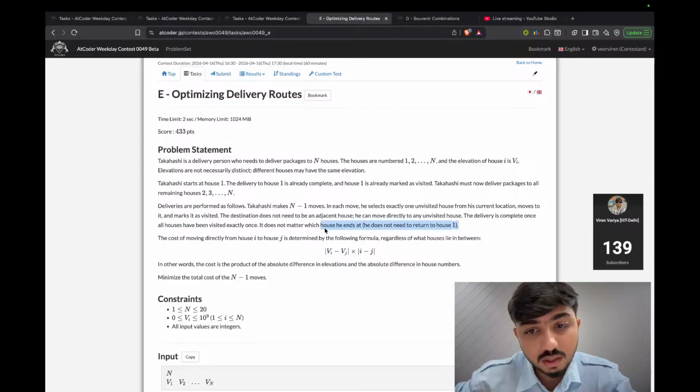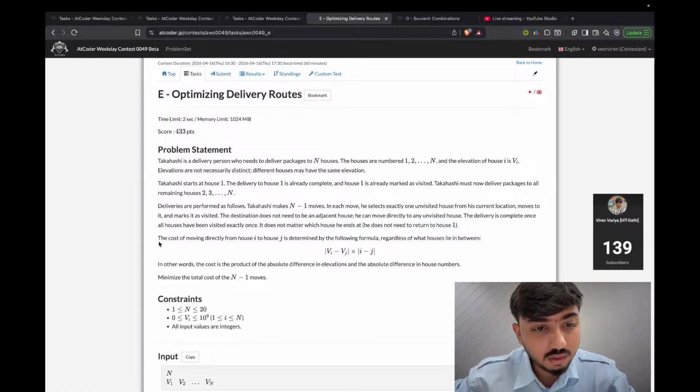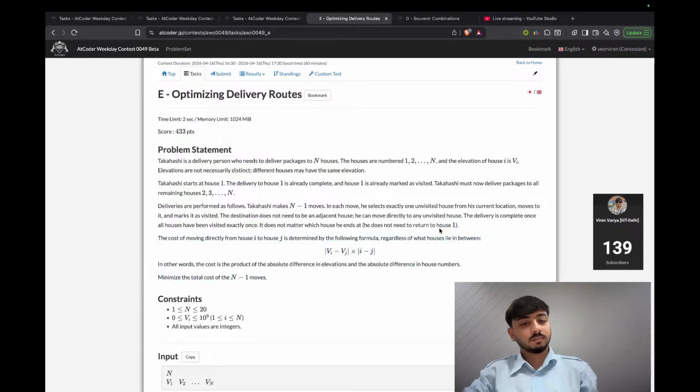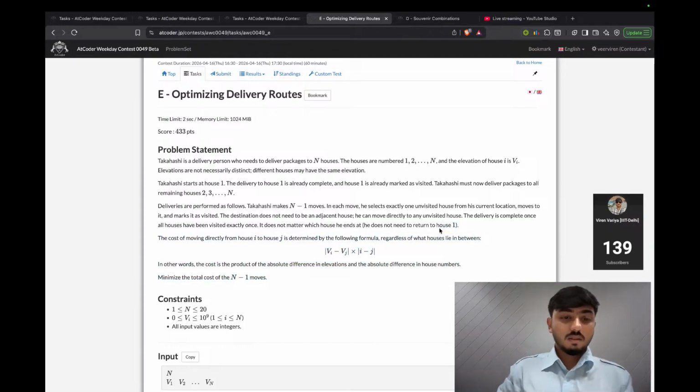Okay. He does not need to return to house one. The cost of moving directly from one house to another is this. In other words, the cost is the product of the absolute difference, which is this. Minimize the total cost of the n minus 1 moves.